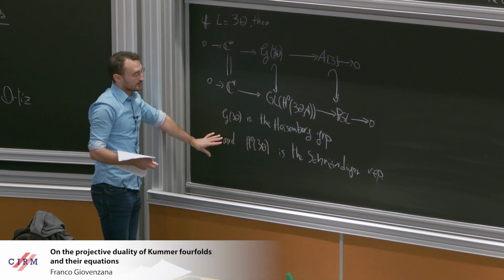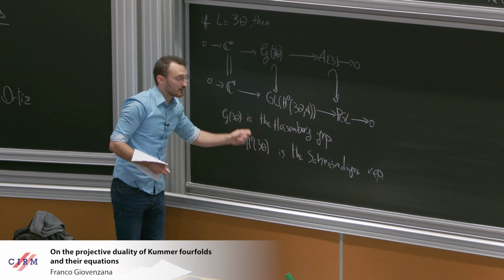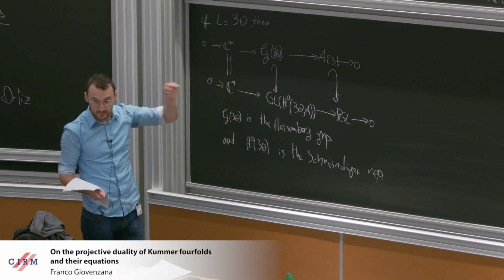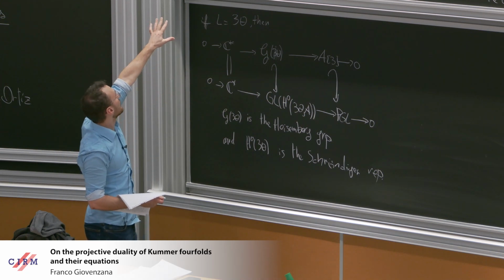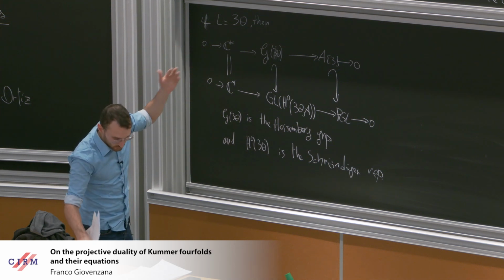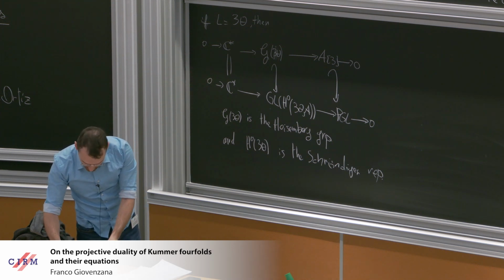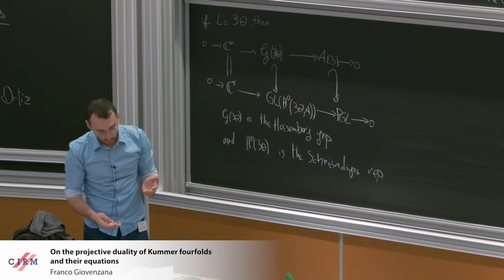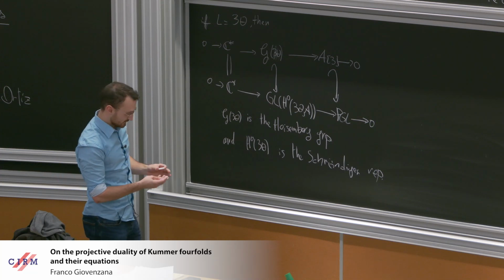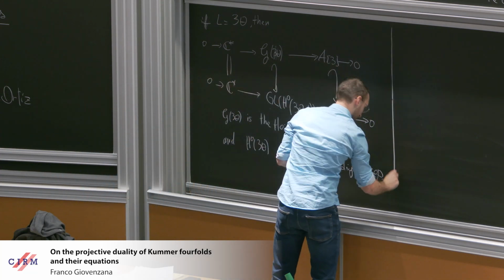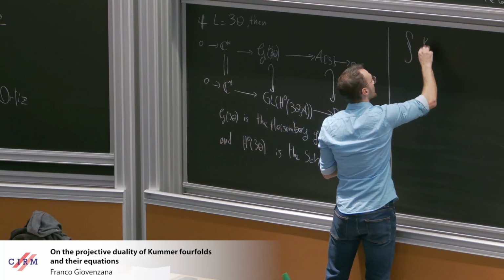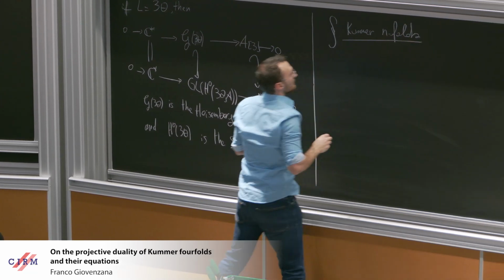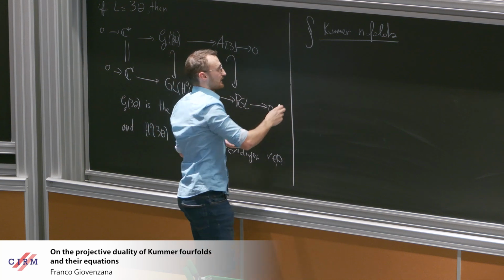So with these two lines, in the end, I just want to say that the action is pretty explicit, and you can actually use the action to write down the explicit Coble cubic with explicit coefficients. And over here you have the Kummer quartic. Okay, so this is what I wanted to say about abelian surfaces. And now we move on to Kummer fourfolds.